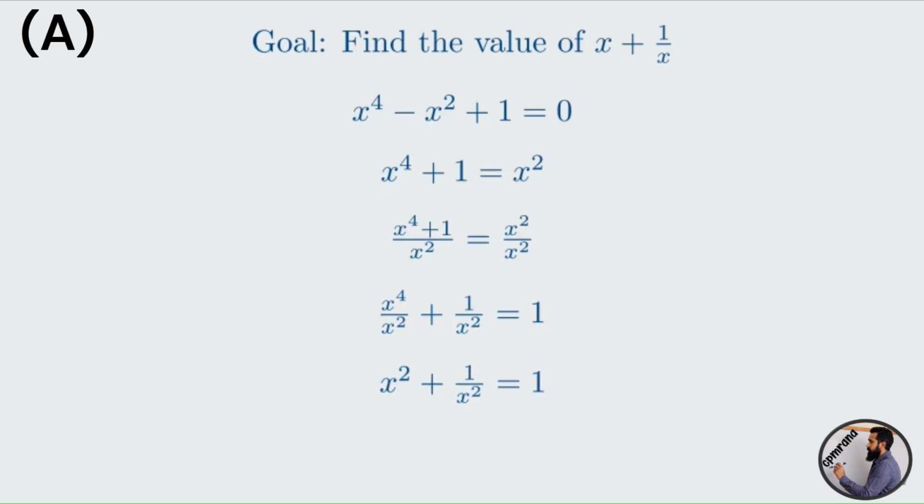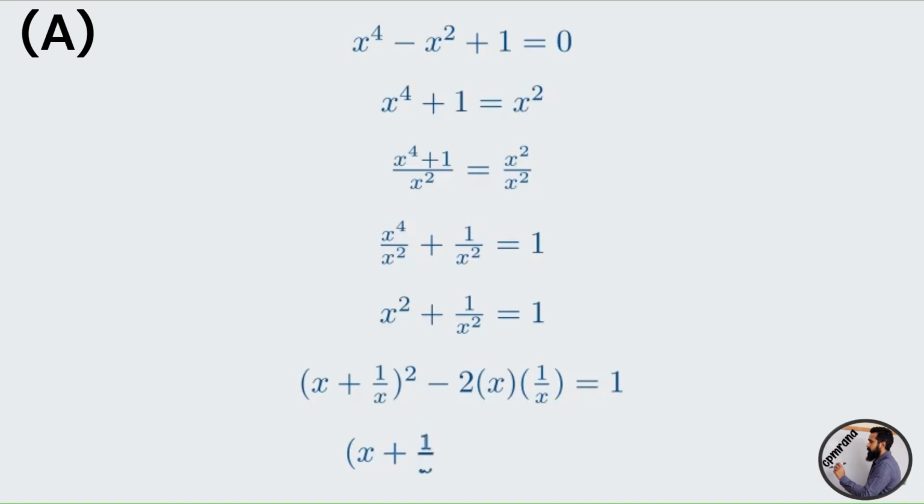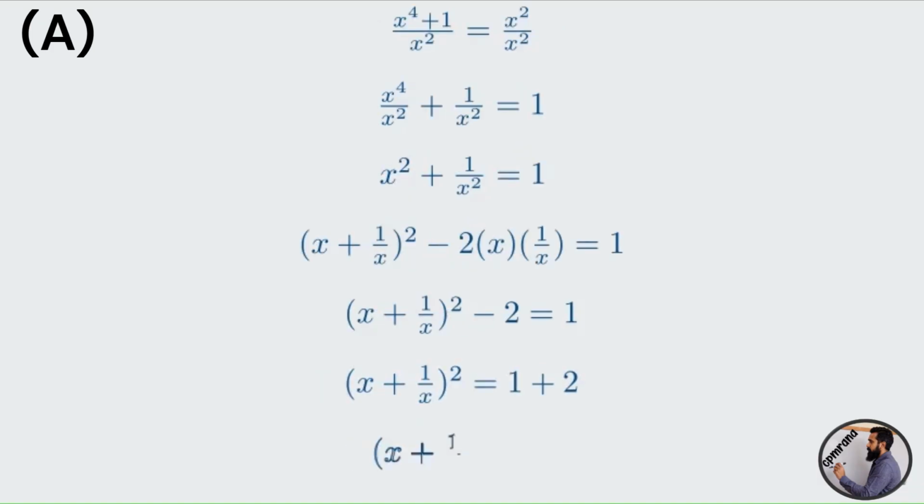Now, we use the algebraic identity for a squared plus b squared. Specifically, a squared plus b squared equals the square of the sum a plus b minus 2ab. Notice that the x and 1 over x in the middle term cancel out. Adding 2 to both sides gives us.